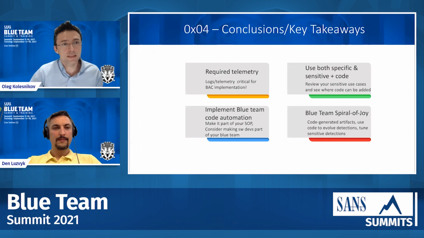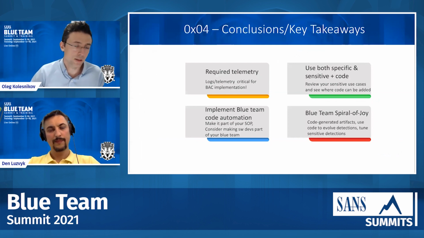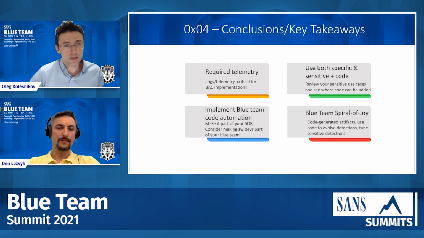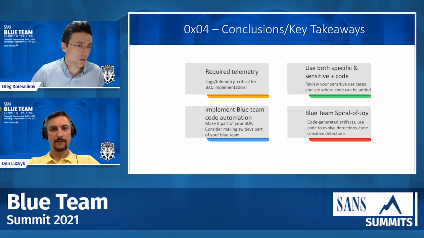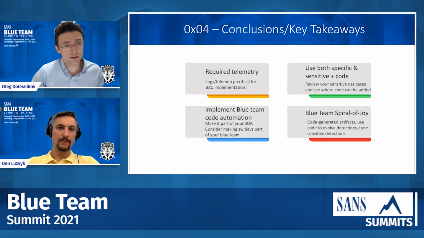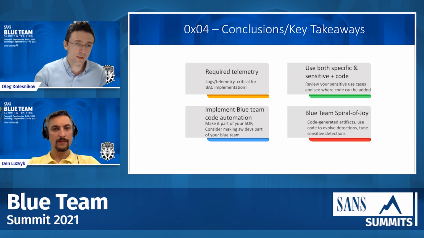The first key takeaway from our own experience is having the required telemetry is key, right? You want to have both specific and sensitive use cases implemented. Do not shy away from those sensitive use cases if you can automate some of them, right? Consider which ones you can add code to. Implement BlueTeam code automation as part of your standard operating procedures. Very important. You might want to consider hiring some software devs as well, because I think we're at the stage where software developers could be very helpful. BlueTeam spiral of joy, of course.